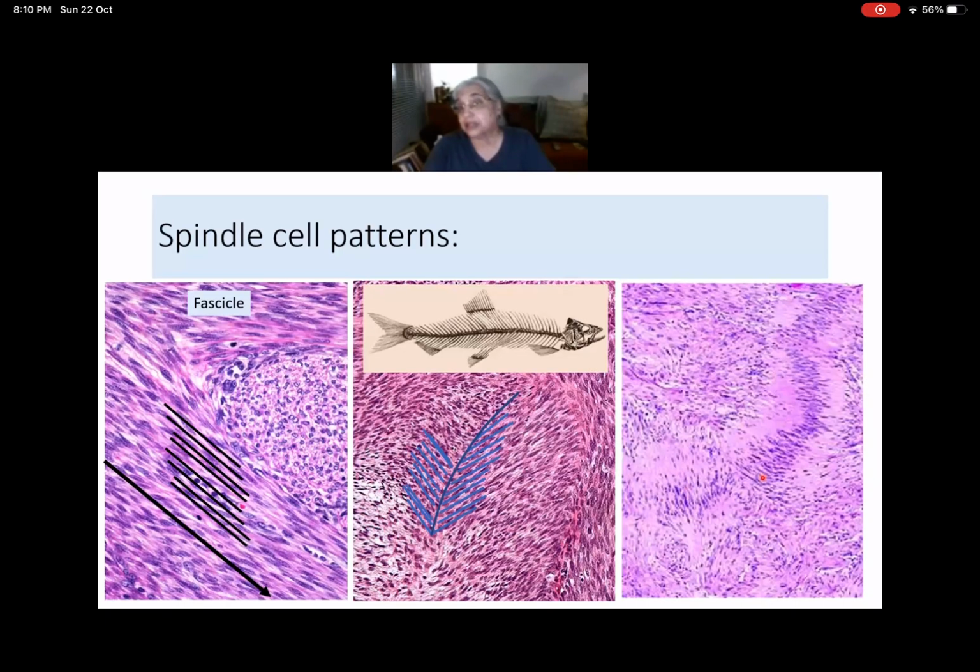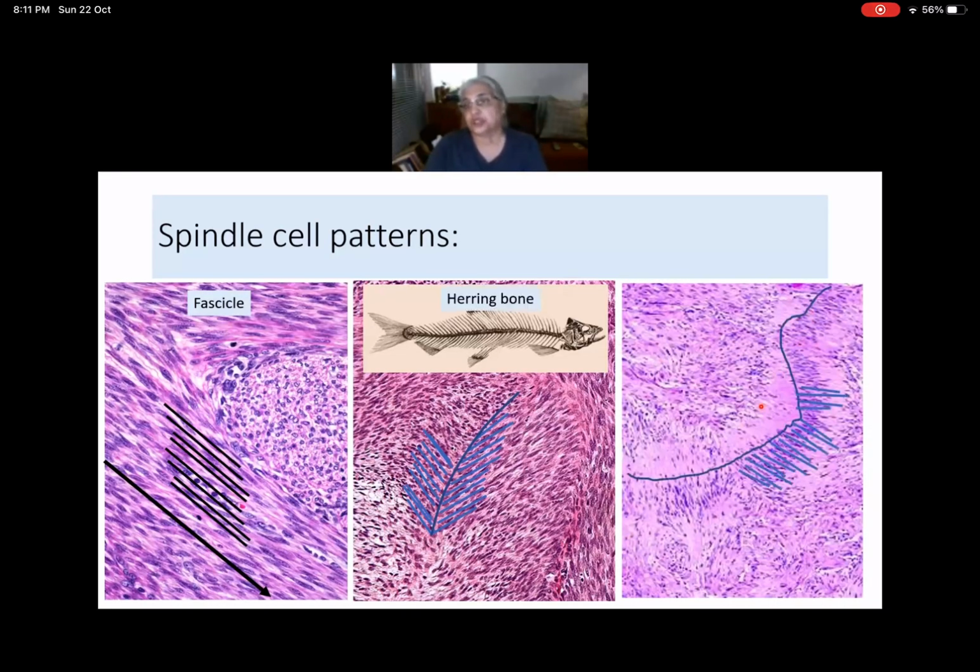And what do you think this third one is? Palisading. Palisading, ma'am. Shubhra is absolutely right. It is a palisade. Look at these. These nuclei are parallel to one another. Can you see them? Yes, ma'am. But they are perpendicular to the direction in which that bundle is running.